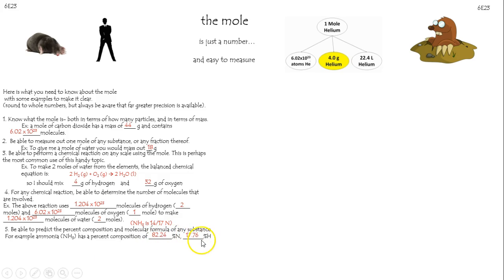This level of precision suggests that somebody did the 14.01, perhaps is what it is for nitrogen, etc. I think it's like 1.008 for hydrogen.